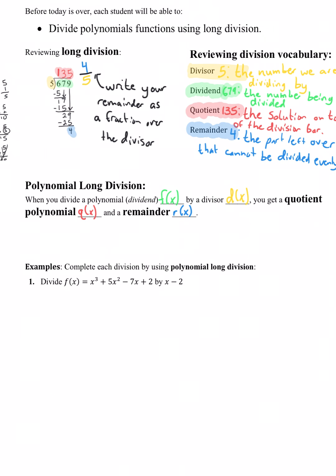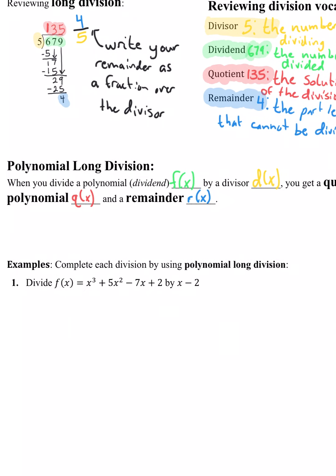And what this is going to look like when we have this f of x, d of x, q of x, r of x, it's going to be f of x divided by d of x. That's your dividend divided by your divisor. Your result should be a quotient plus, like I said, whatever your remainder is divided by that divisor. And this looks really intimidating, but I'll show you what it looks like after we do a physical problem.